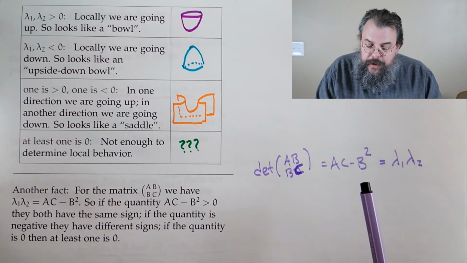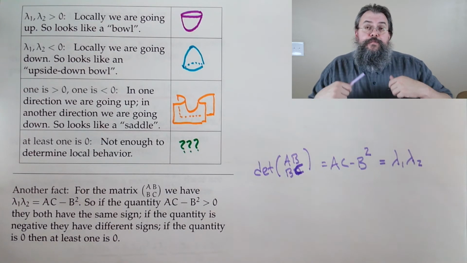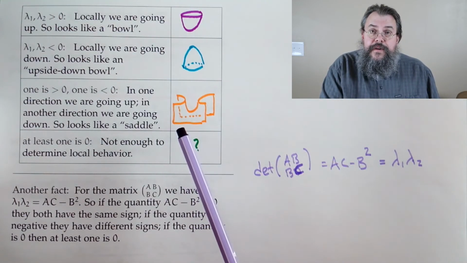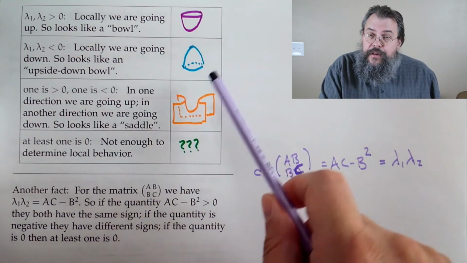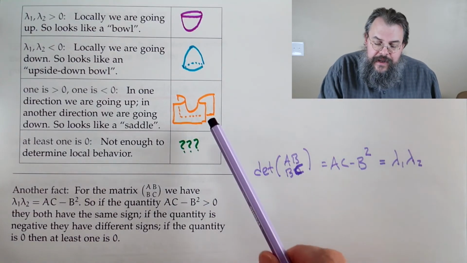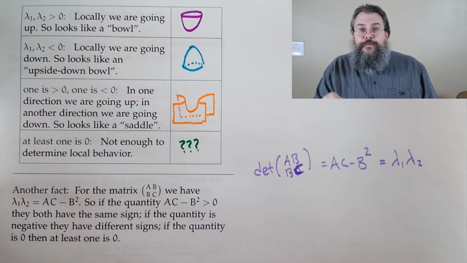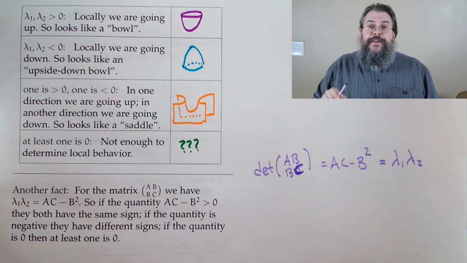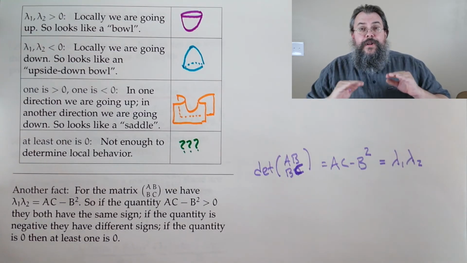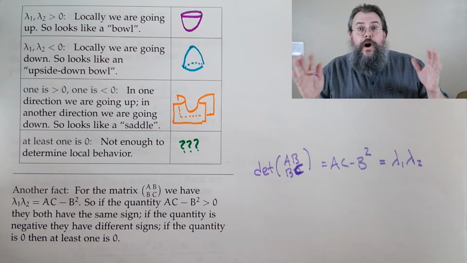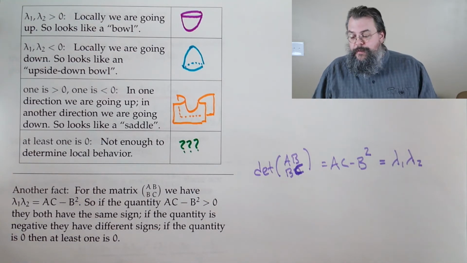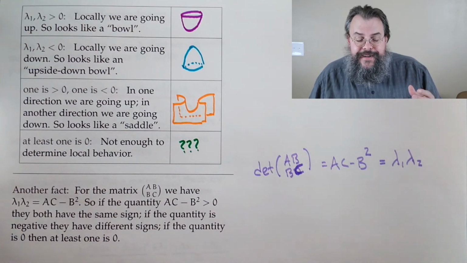If this quantity is positive, then lambda 1 and lambda 2 both have to be the same sign. So it either says, oh, I look like a bowl going up locally, or I look like a bowl going down locally. If they have different signs, it says, oh, I have to look like a saddle. I have some directions I go up, I have other directions where I go down. And so we're going to use this fact here because we're only interested in the behavior qualitatively, which is determined by the sign, not quantitatively, which is determined by the magnitude of the terms.